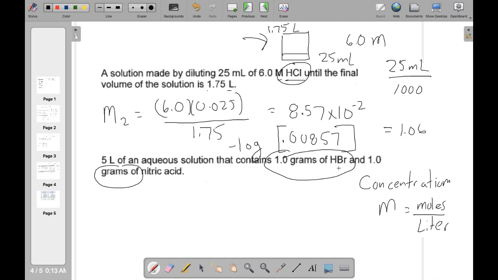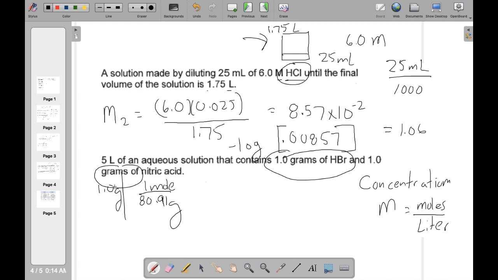So if I go to my periodic table, I look up the molar mass of hydrogen and bromine, I'm going to get about 80.91 grams. That's how much it's going to weigh per mole. So if I have 1 mole of this, it's going to weigh 80.91 grams. Okay, well, I have 1 gram. So my grams are going to cancel out.